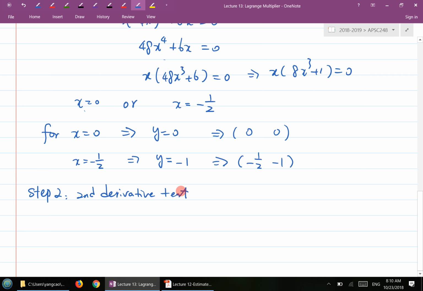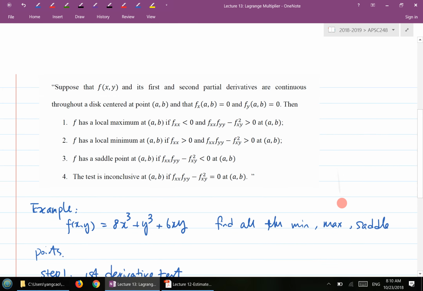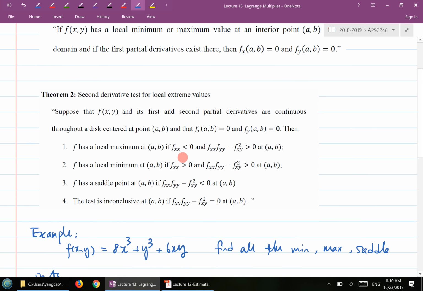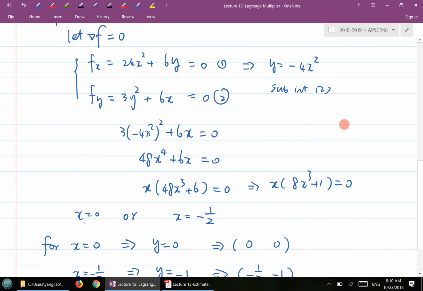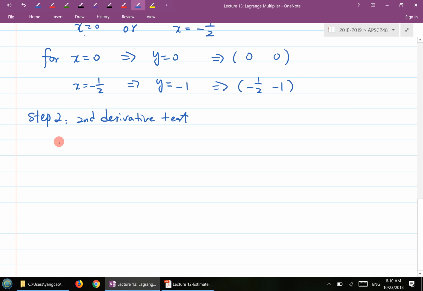To do the second derivative test, if you look at the theory here, we're going to have to look at the sign of a number of these second-order derivatives. So we need to calculate fxx, fyy, and fxy squared, and then look at the sign of this expression. So let's calculate this expression first. What is fxx? What's fyy? And what's fxy? First, the 3 second-order partial derivatives.